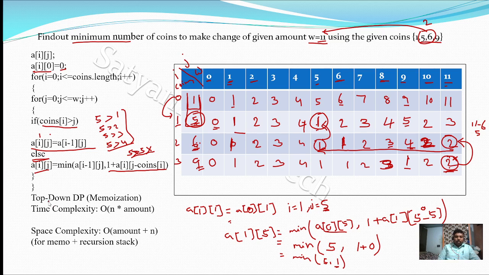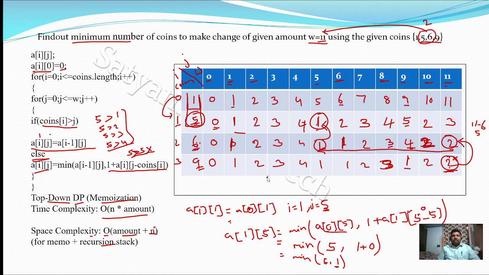This is the problem. For the top down approach, you can use the dynamic programming memoization technique. The time complexity is big O of n into amount. Space complexity is big O of amount plus n, for the memoization table plus the recursion stack, which is why it takes the n. So the space complexity is big O of amount plus n, where n is the number of coins.